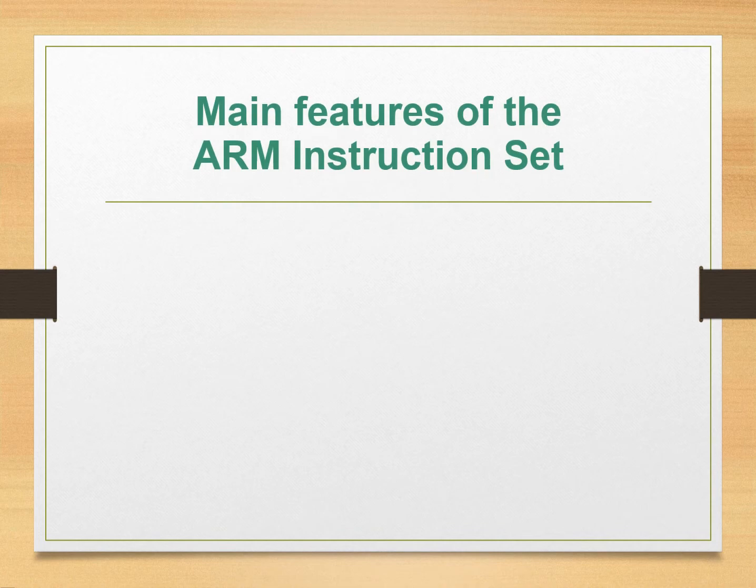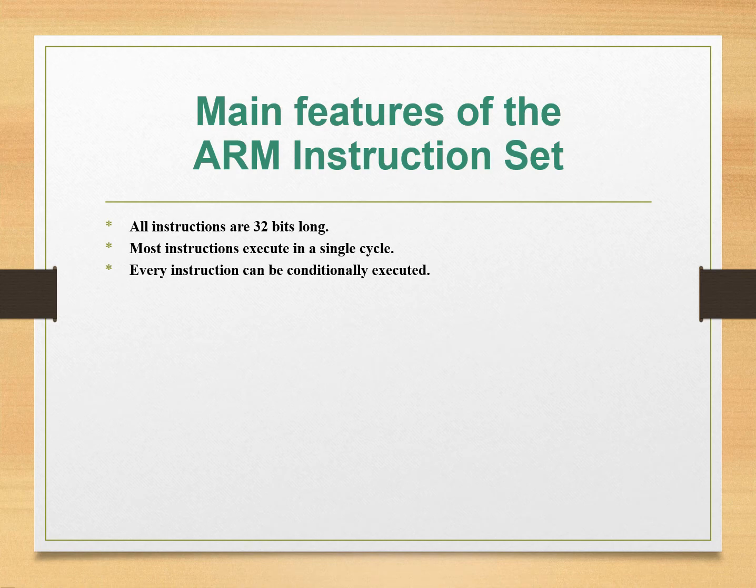Before we start, we have to know about the features of the ARM instruction set. As you know, all the instructions in ARM are 32 bits long. At our stage, we can consider all the instructions to be executed in a single cycle, meaning you can complete execution of the instruction in the ARM processor within one single cycle. And every instruction can be conditionally executed. We are going to look into detail later on what we mean by that.